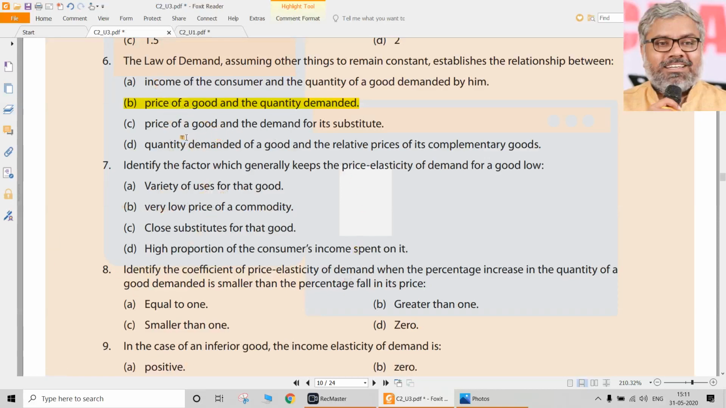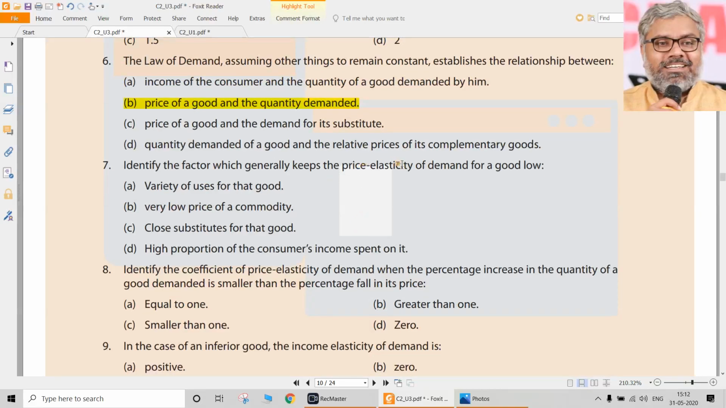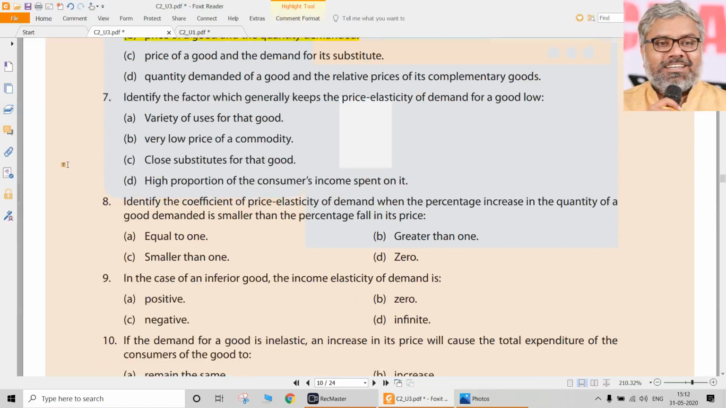Income, no. Price of a good and demand for substitute, no. Law of demand does not talk about that. That does not mean, once again, income will not have an impact. Income will have impact, we know that. Substitute prices will have impact, we know that. Same way, complementary commodities prices will have an impact, we know that. But that is not law of demand. That is something else. As far as law of demand is concerned, definitely the relationship between two things is established. What are those two things? One is price of a commodity and the second one is quantity demanded of that commodity. So the answer for 6th question is B.